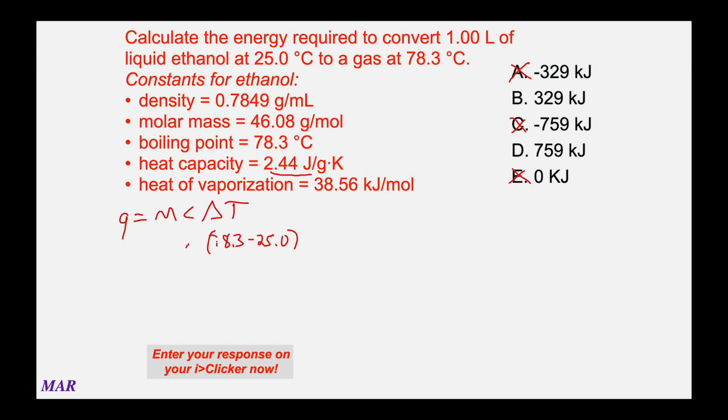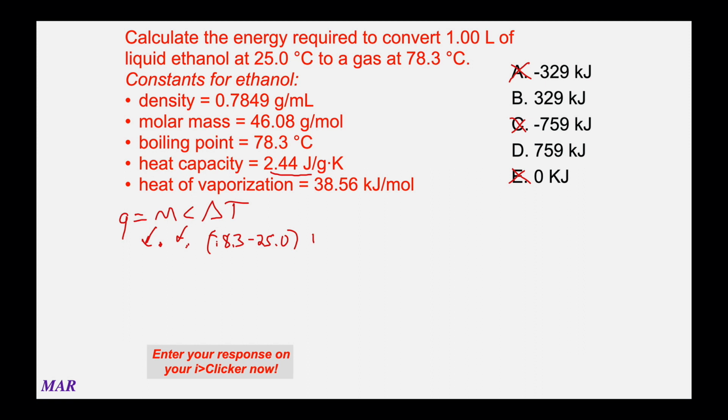And so I think that number, 1,000 times 0.7849, I believe it's going to be 784.9 grams. All right. That's the term that goes right there. So we have to use liters to milliliters to grams using density to find the mass. But that number times heat capacity 2.44 times the delta T, which is 78.3, the final point, minus 25.0, the initial point, that's going to give you Q1. That's the energy required to heat the ethanol to the boiling point.